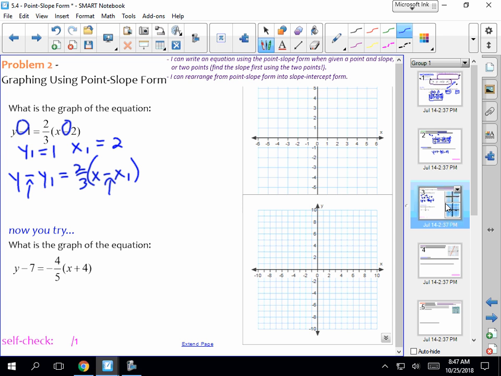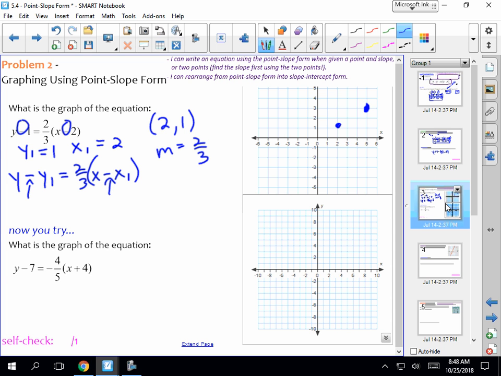The values paired with x and y, you'll take the opposites of those to get your x1 and y1. So we go to the point 2, 1 and place a dot there. My x1, y1 is 2, 1, and my slope is 2/3. So instead of starting on the y-axis, I'm starting at 2, 1. I'm going to go up 2 and right 3.